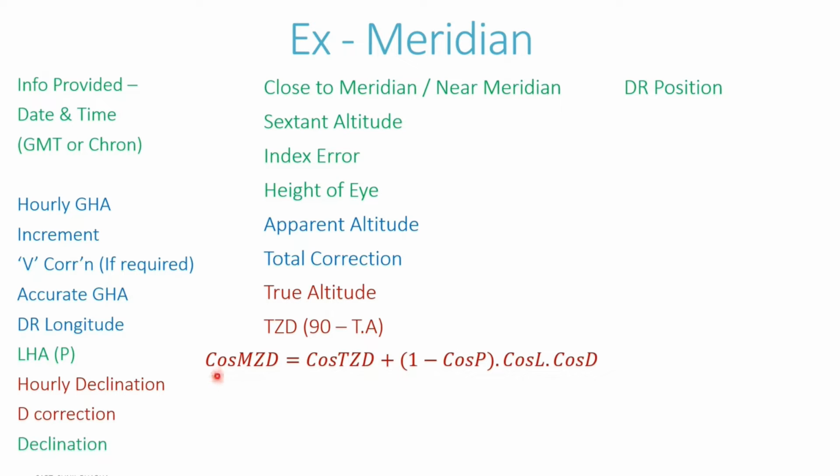Intercept formula is cos of MZD is equal to cos of TZD plus 1 minus cos P into cos of latitude into cos of declination. Now let us understand the terms one by one. The first term which you see is the meridional zenith distance, that is the MZD.